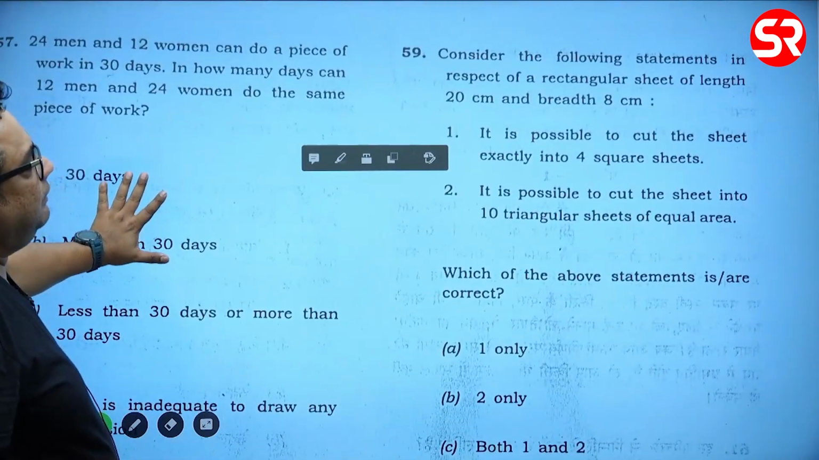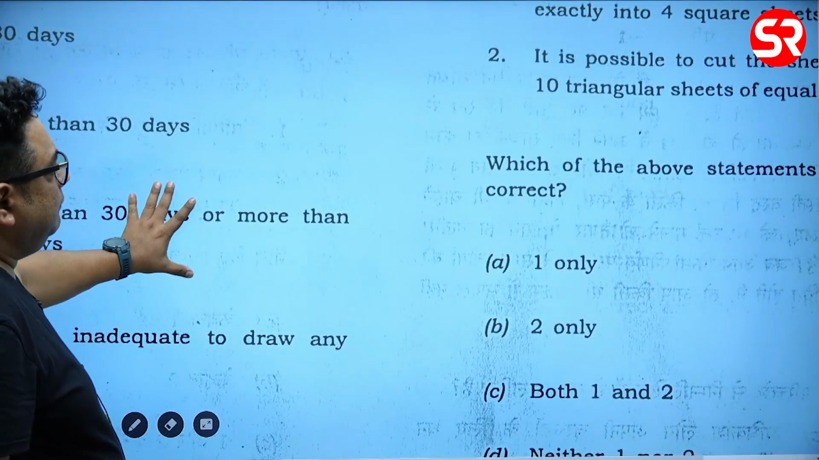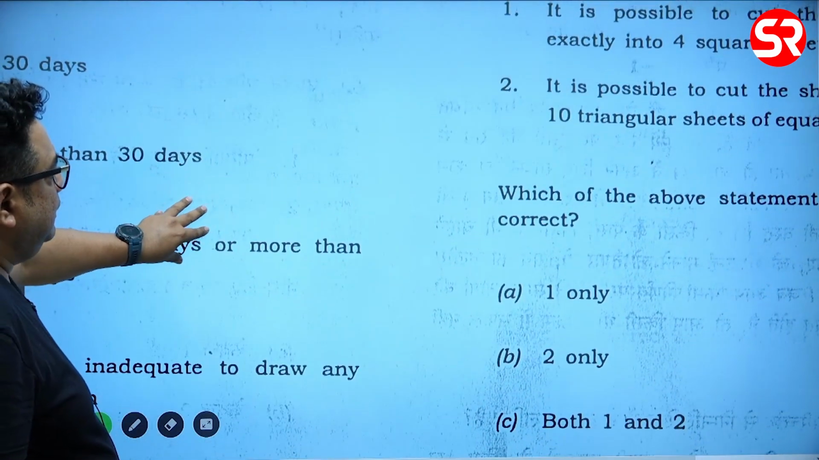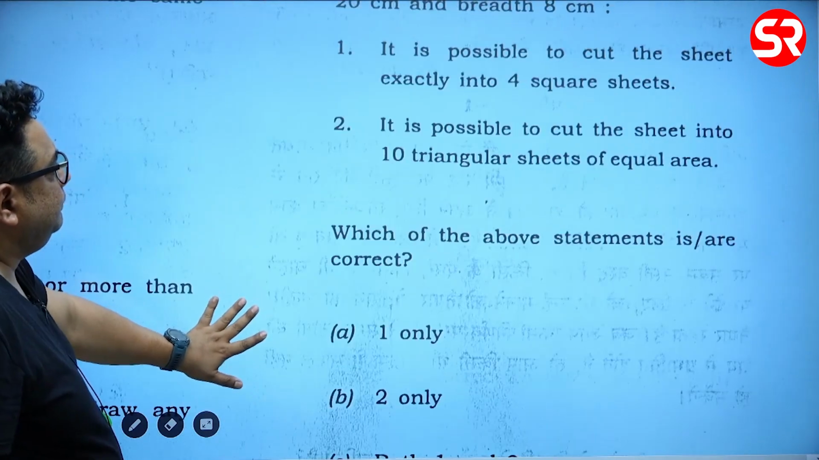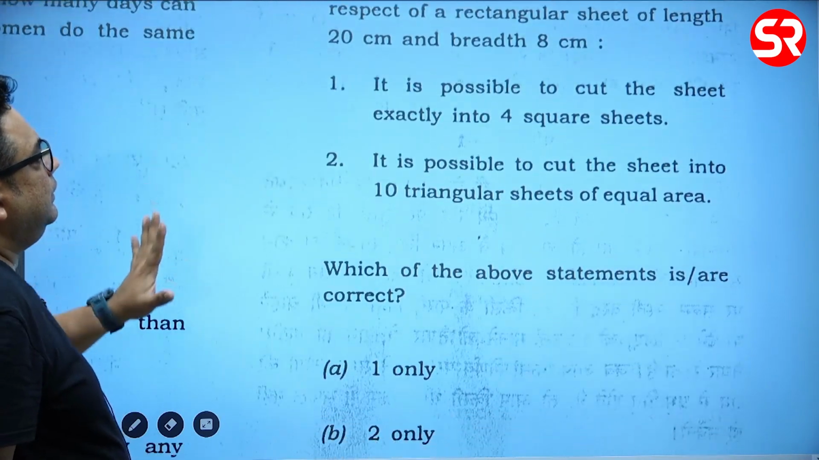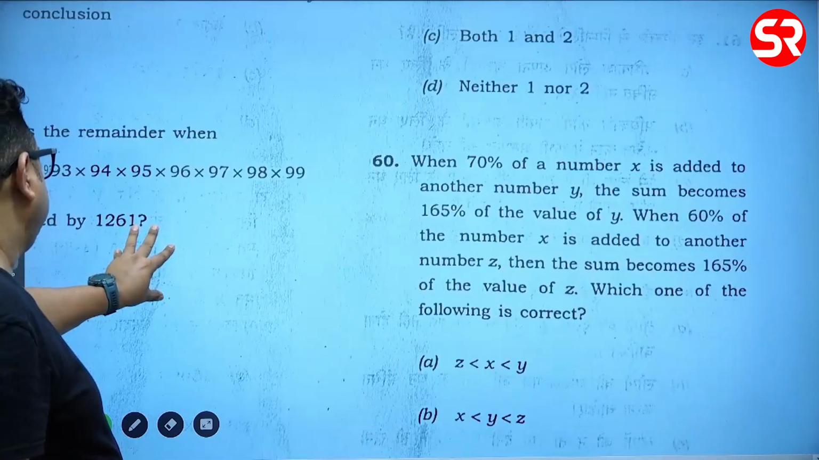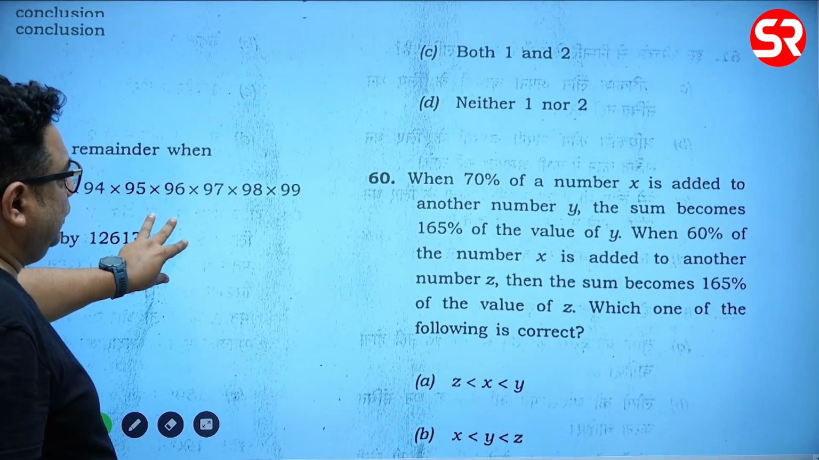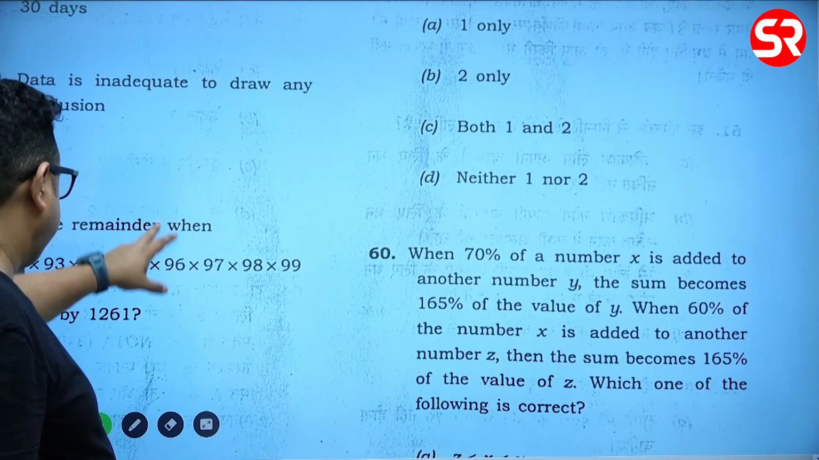Now he says consider the following statement with respect. Consider the following statement. Hey, wait. Hold on, guys. Bit poor with technology. Wait.